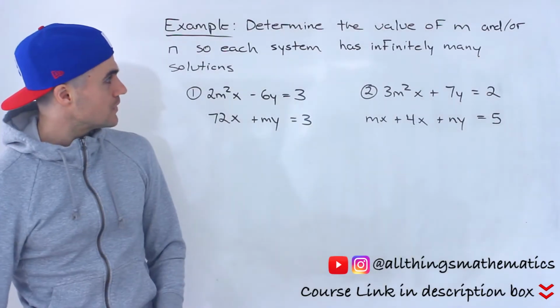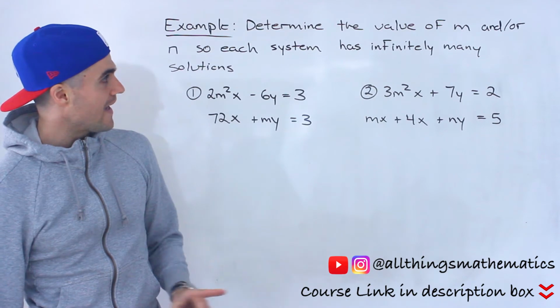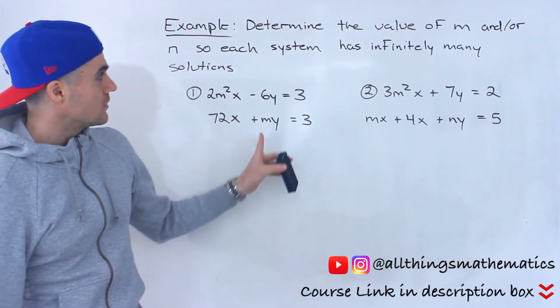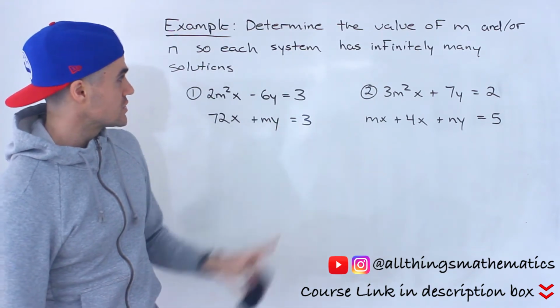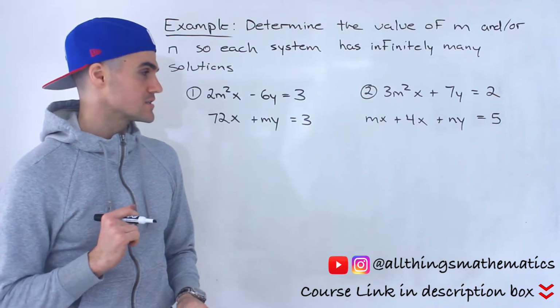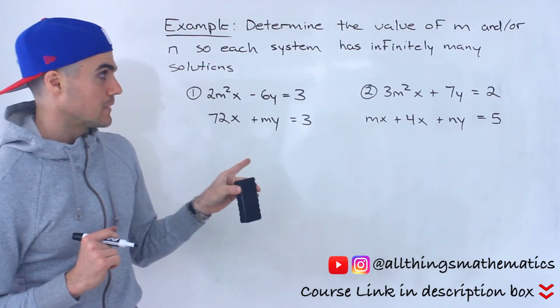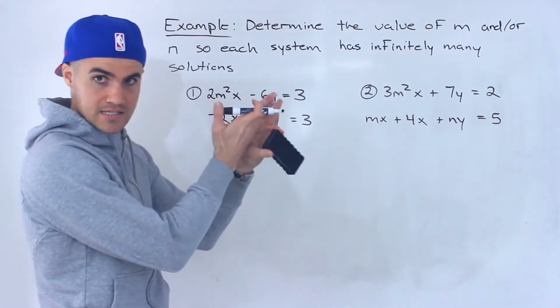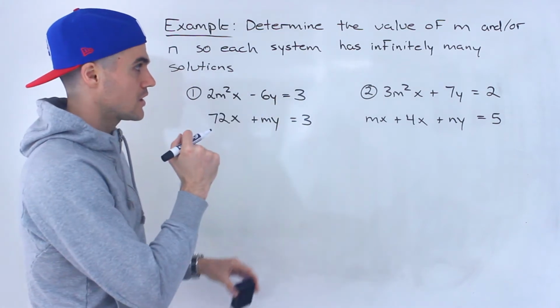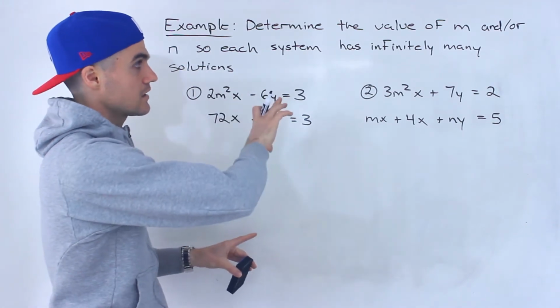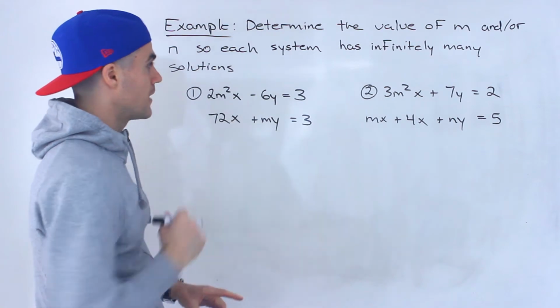Moving on to the next question. So we have to determine the value of m and n. Each of these systems of equations has infinitely many solutions. If they have infinitely many solutions, it means they're basically the same line. They're right on top of each other, so they're intersecting at an infinite number of points.